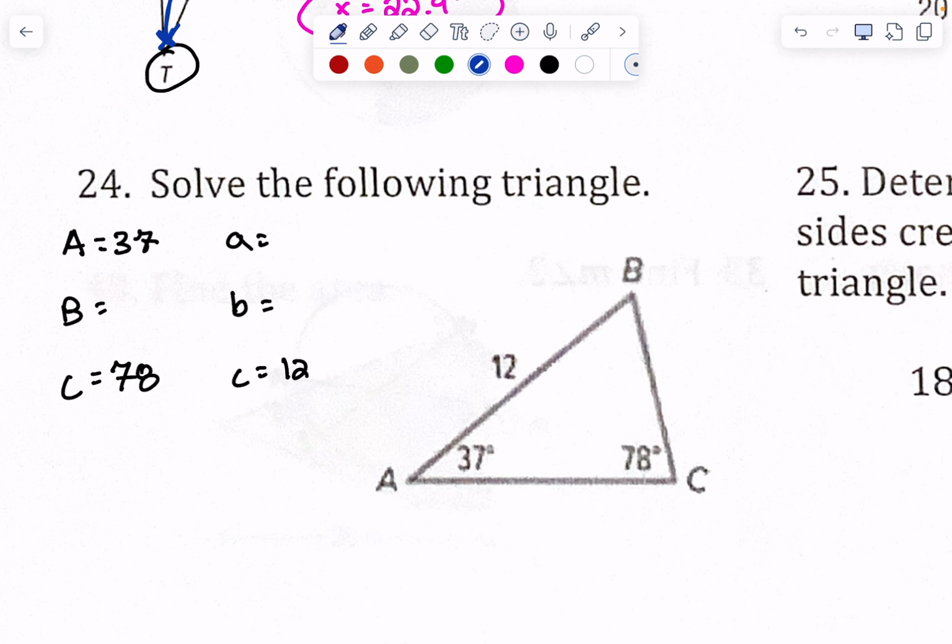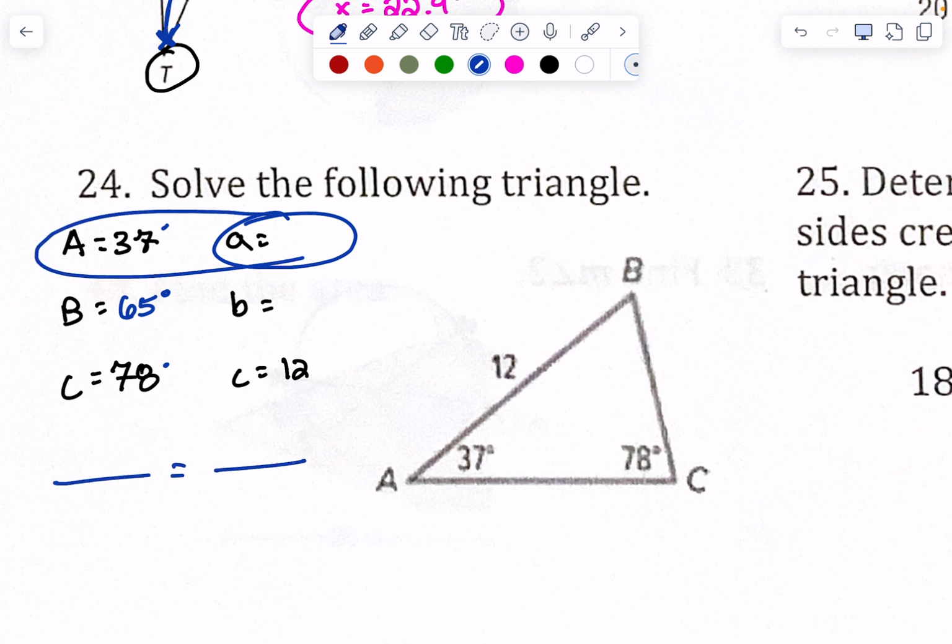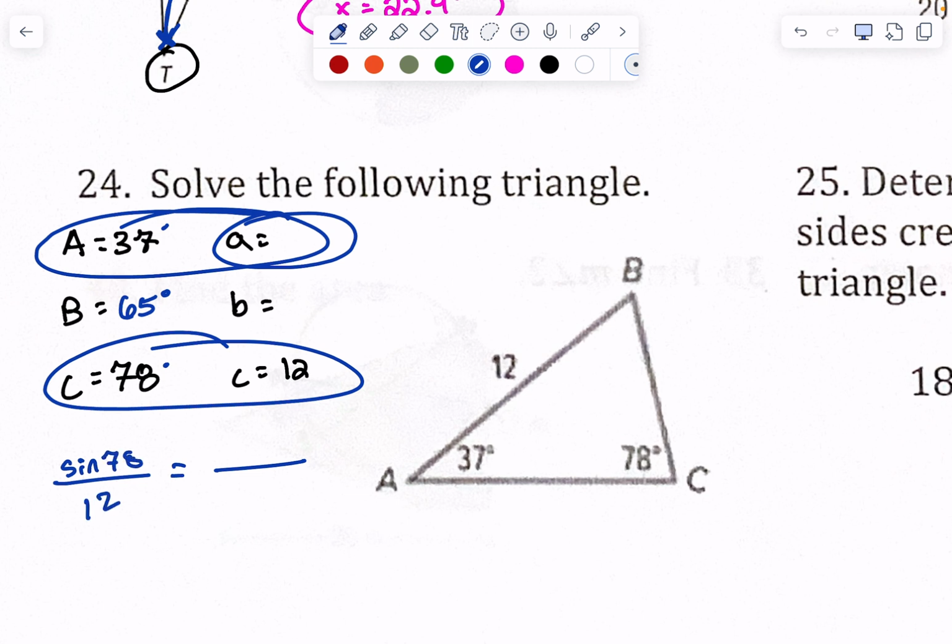Okay, what can we solve for first? B is 65, because they have to add up to 180. Okay, now what do you want to find first? Let's go A. We can use the law of sines. Can you identify why? We have this group and we have this group. As long as we know a married couple together, like I have C and c, I have a pair that I know. So I have sine 78 over 12 equals sine 37 over A.